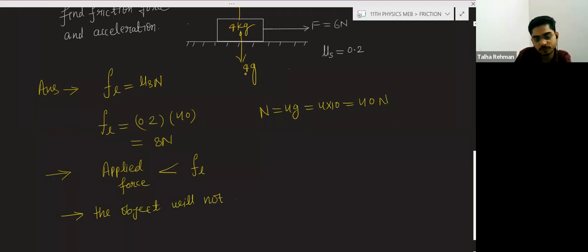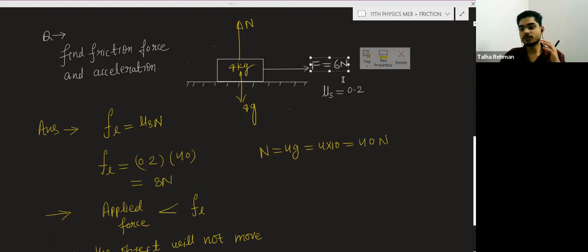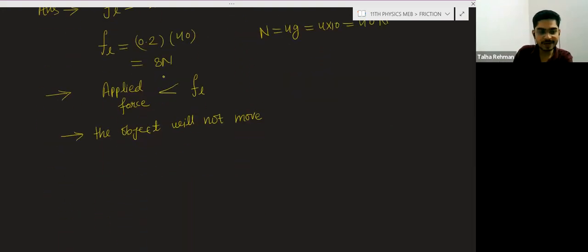The object will not move. Now they are asking what is the friction force. Remember that in this case the applied force becomes the friction force, because static friction force is self-adjustable. So in this case, the 6 Newton force will be the friction force. The value of the friction force will be 6 Newton.